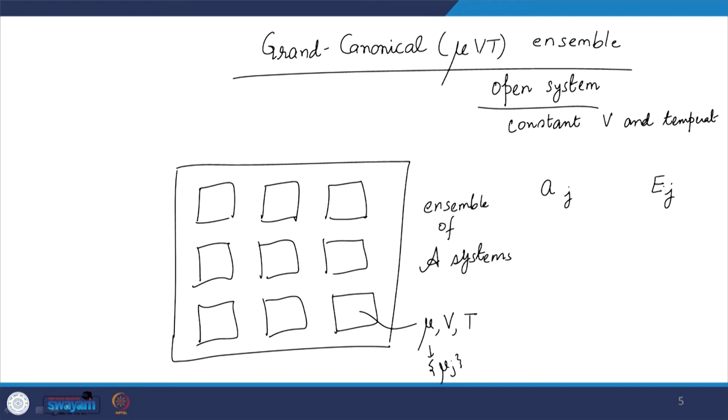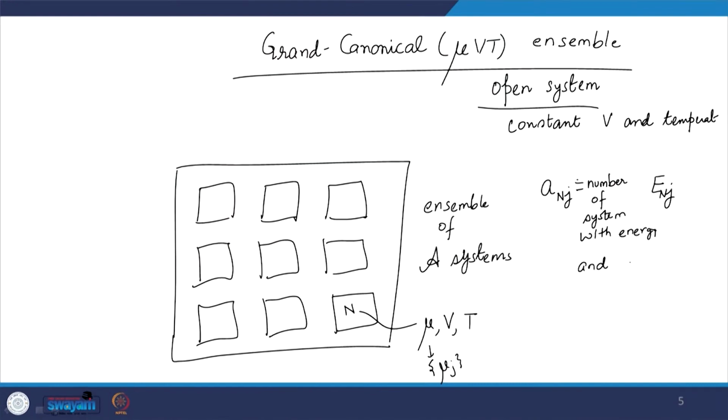So, now in the canonical ensemble case, I defined A j as the number of systems having energy E j, but now both N and energy become variables. So, therefore, now we will define the occupation as something like A n j, that is the number of systems with energy, and let me call the energy E n j, because now the number of molecules is also changing with the systems, with N molecules or in general particles.